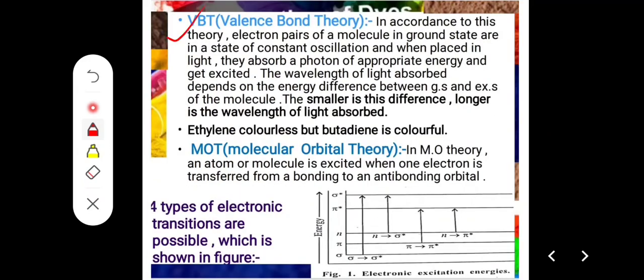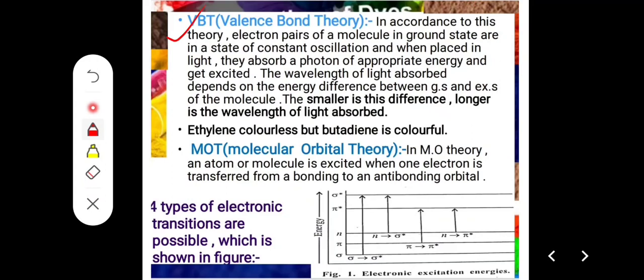Now we term VBT, valence bond theory. Okay. According to this theory, electron pairs of a molecule in the ground state are in a state of constant oscillation. They are always oscillating. So when placed in light, they absorb a photon of appropriate energy. Okay. So they get excited as energy is absorbed.